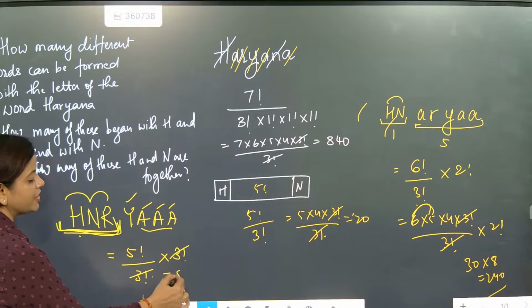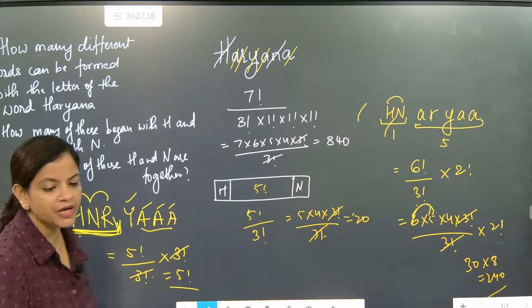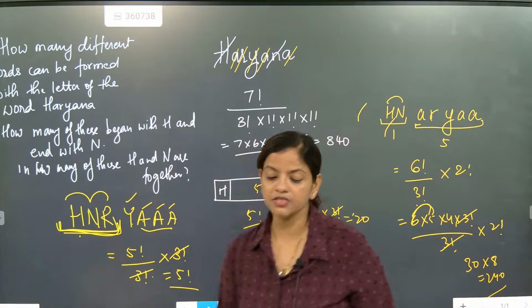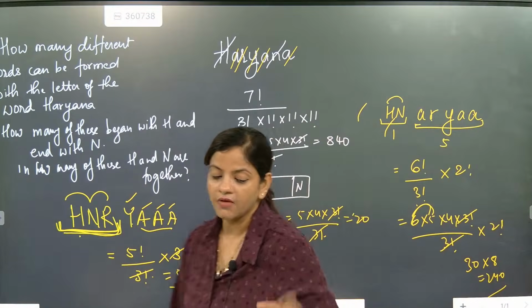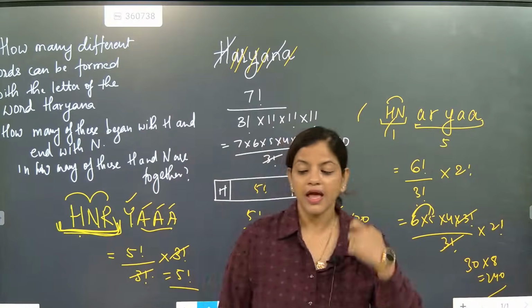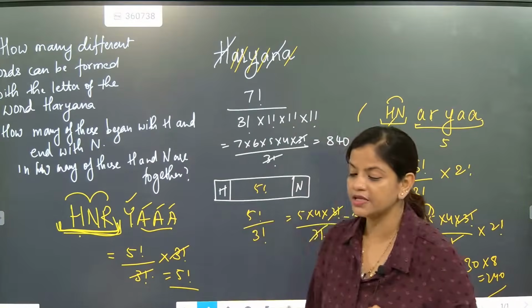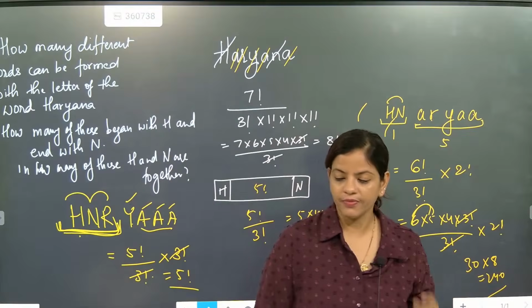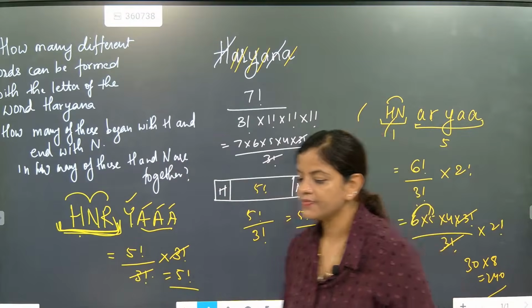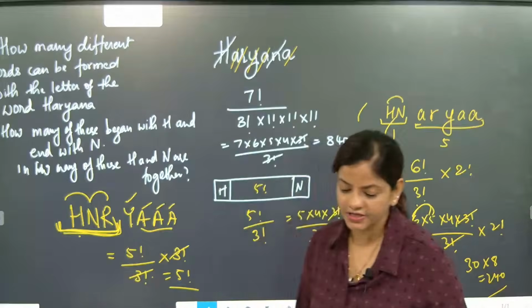So the answer will become 5 factorial by 3 factorial into 3 factorial. That is the most important thing. I hope you might have understood, because H, A and R will be taken together as one. That is also one of the most important things. We must not forget about it. Okay. So shall we go for the next part, please?